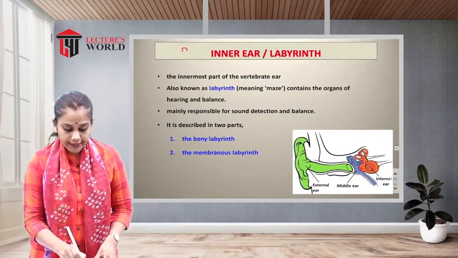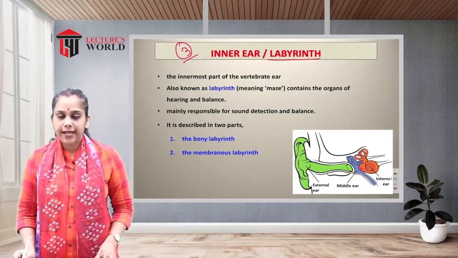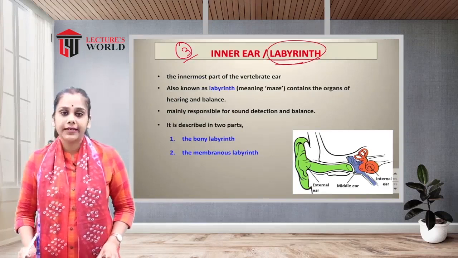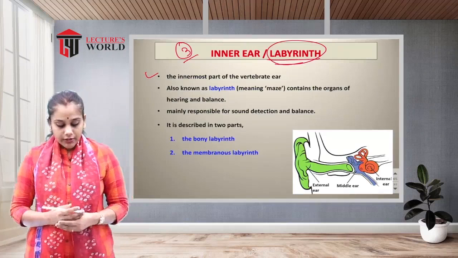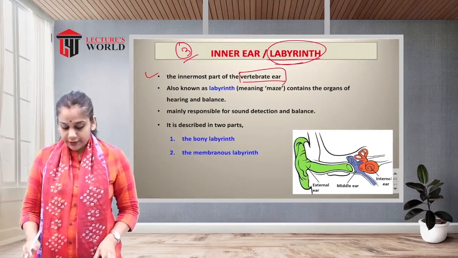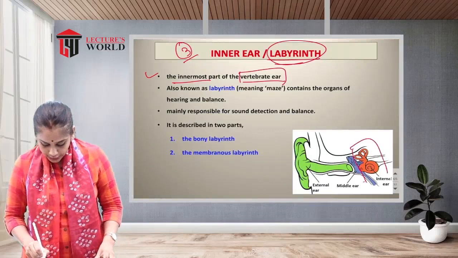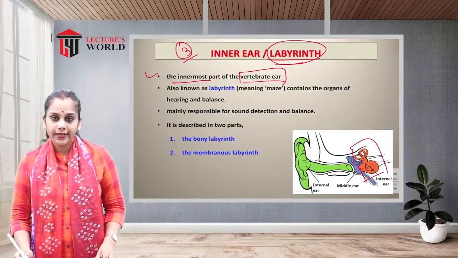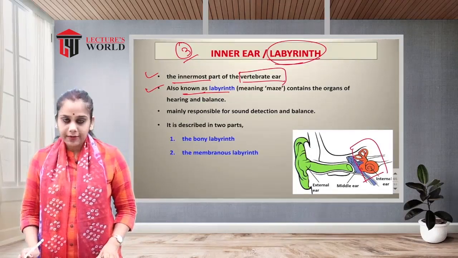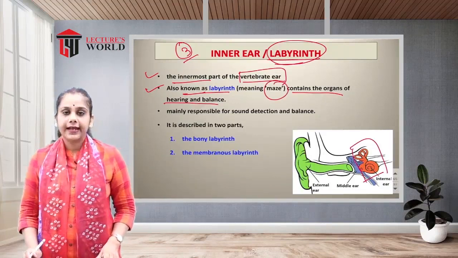Now the third part, that is the inner ear. The inner ear is called the labyrinth. It is also called, or another name is, the labyrinth. It is the innermost part of the vertebrate ear, shown in orange color, the internal ear. It is also known as the labyrinth, meaning the maze, which contains the organs of hearing and balance.